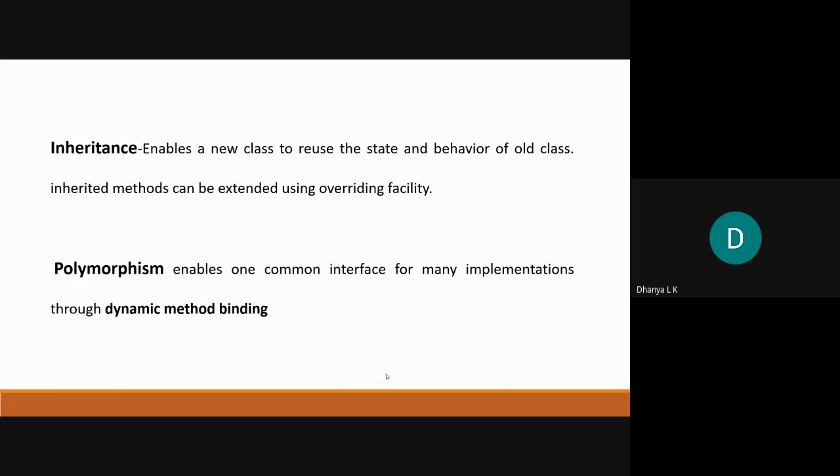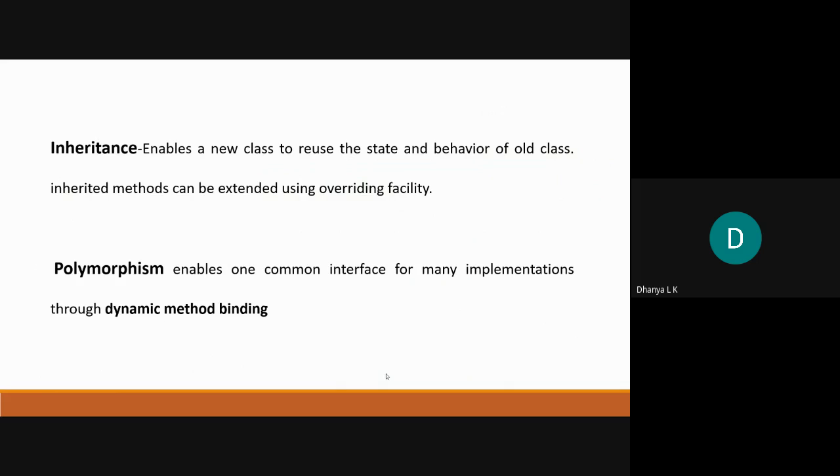In inheritance, we have a super class or base class or parent class, and we have a child class or derived class, and we can inherit all the properties of the parent class into the child class.